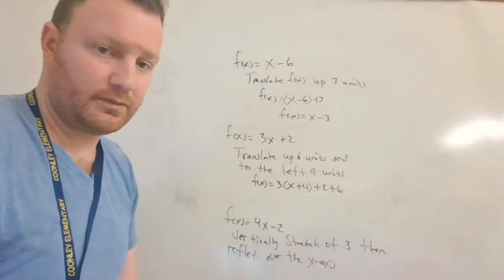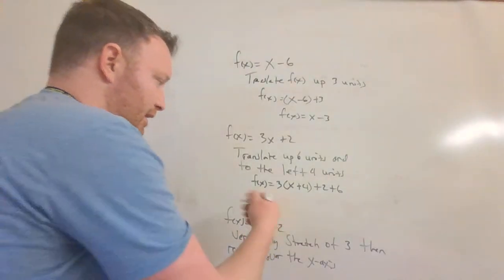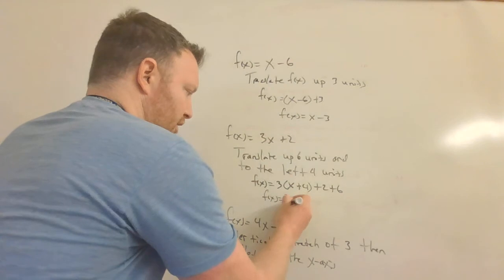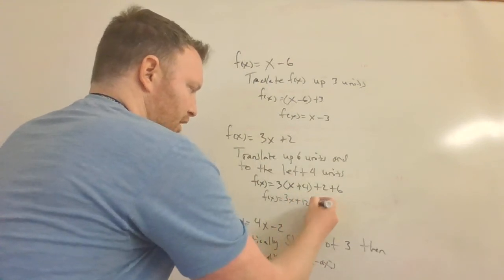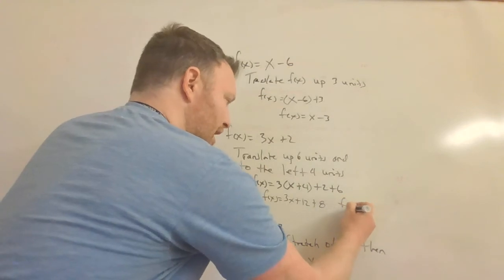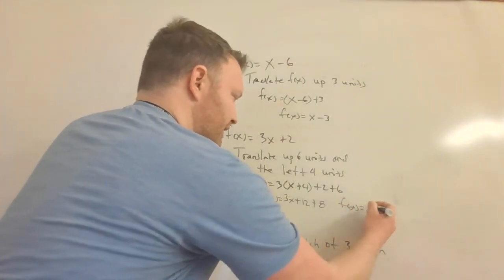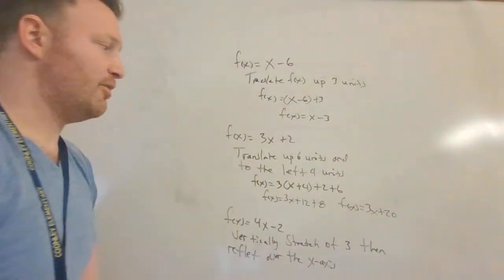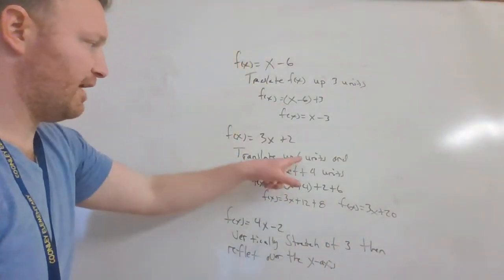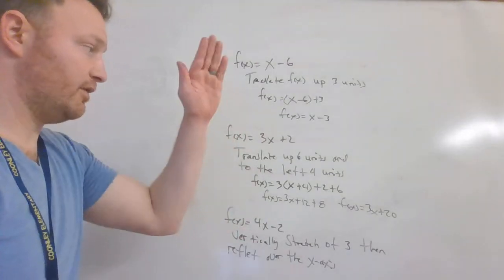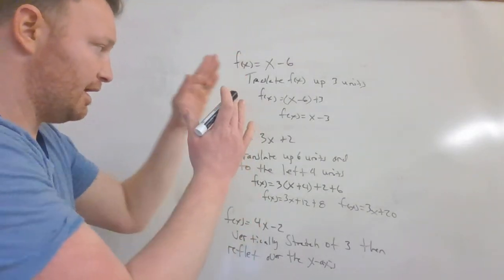Now just carry out the math, do the distributive property, and then combine your like terms. This is going to be 3x plus 12 plus 8. So your translated new equation is f of x equals 3x plus 20. That would be your new equation after following this translation, okay? And when you graph this, you would see that it would do everything that you said. Everything would be up and stretched over.